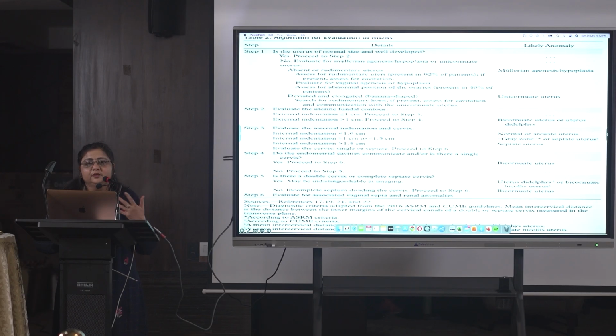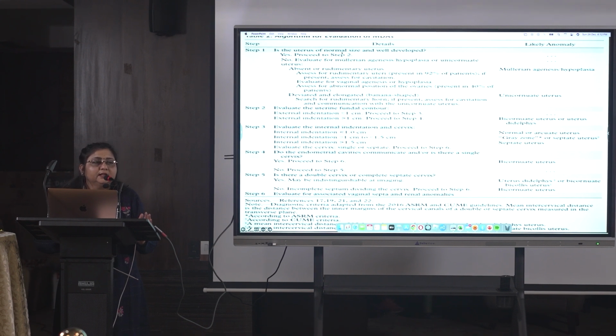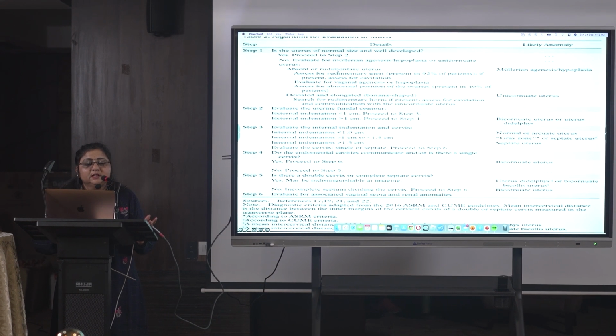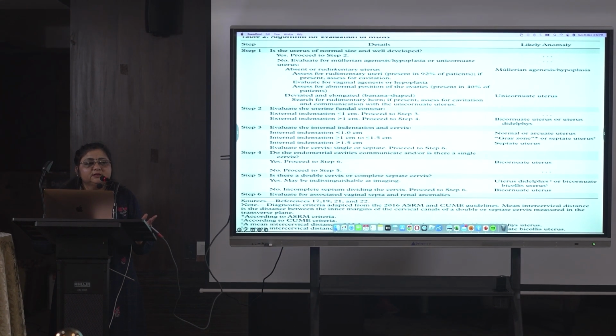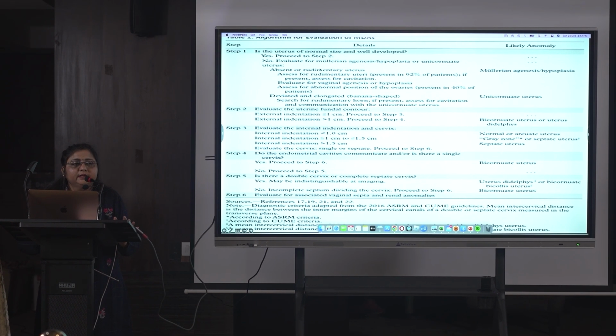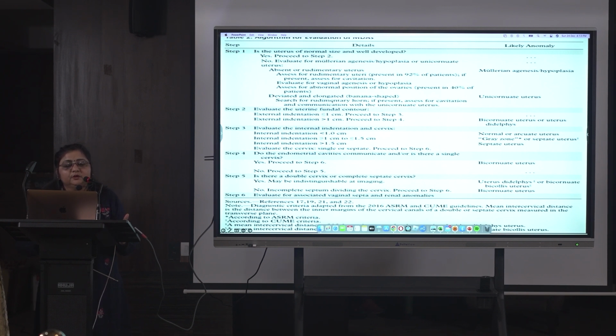So how will you evaluate the Mullerian duct anomalies? Step 1 is we have to look at the uterus, whether it is normal, well developed, or small. Then proceed to step 2. Step 2 is, if you are seeing that it is not proper, the size is small or very big, very broad, go to the next step and evaluate for Mullerian hypoplasia or a unicornuate uterus. So absent or rudimentary uterus like this, you have to go through all the steps.